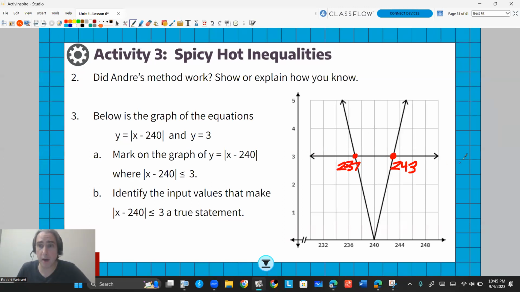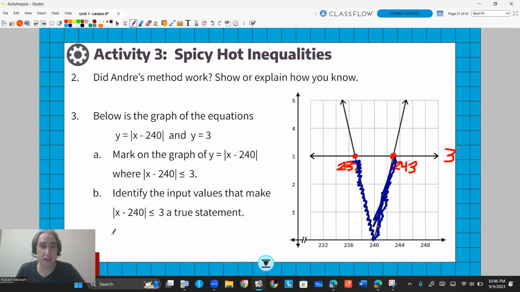Well, here's 3, right? This is 3. So anywhere it's less than or equal to 3 will be somewhere in this part below. Oops, let me get this fixed here. Somewhere in that part where it's below the line, right? Less than or equal to 3 would be here. So if you look where I'm shading, it's all the values in the inequality that are between 237 and 243. So identify the input values that make that a true statement.